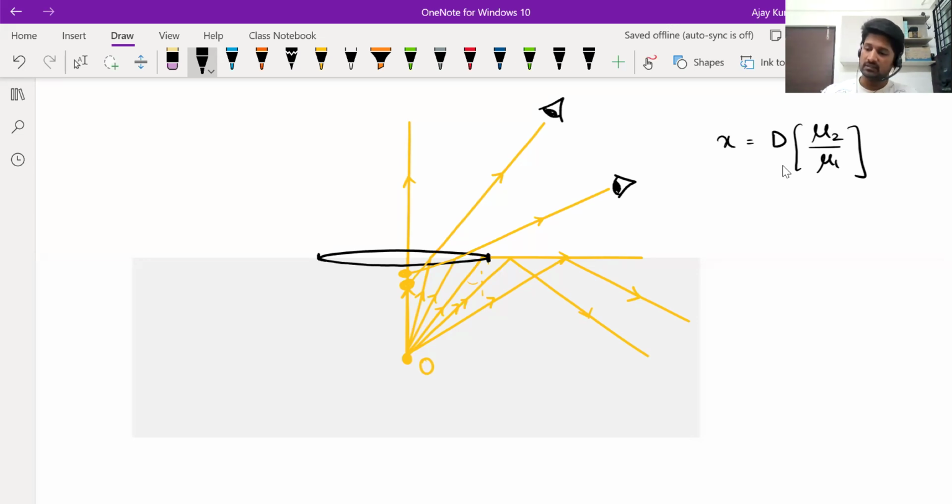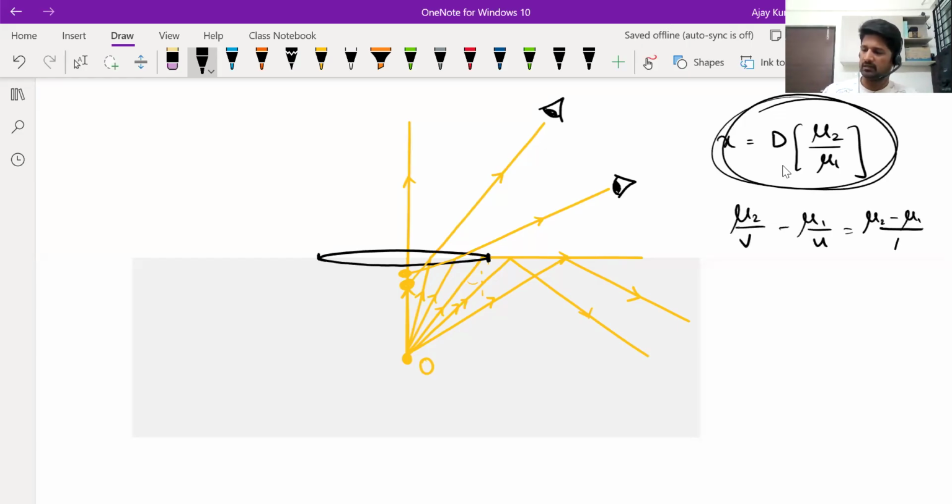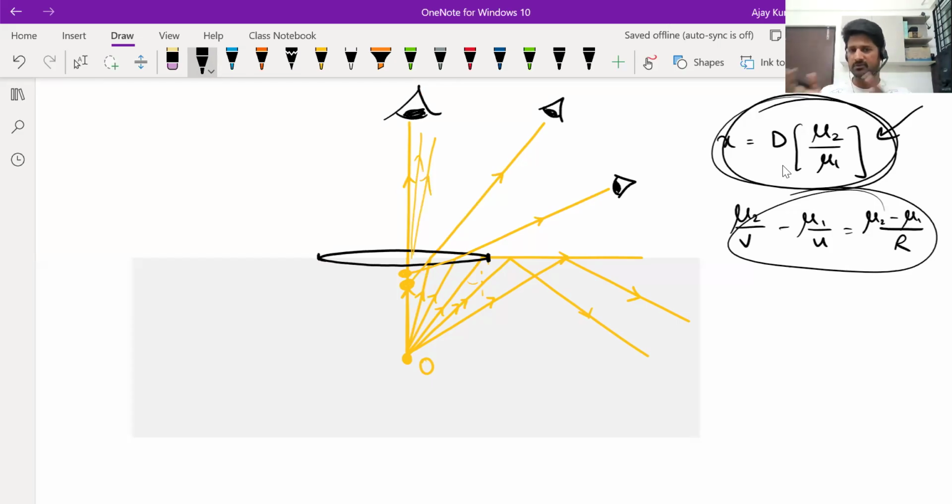That is because this formula was derived using the spherical surface refraction formula, mu2 by v minus mu1 by u is equal to mu2 minus mu1 by r. And when is this valid? Only for paraxial rays, meaning rays must be very close to the principal axis. If there's an observer here, to that observer, this will be the apparent depth. But to all observers, it won't be the same. And you don't have to bother much about it. Exact apparent depth derivation for each observer is not necessary at this point.